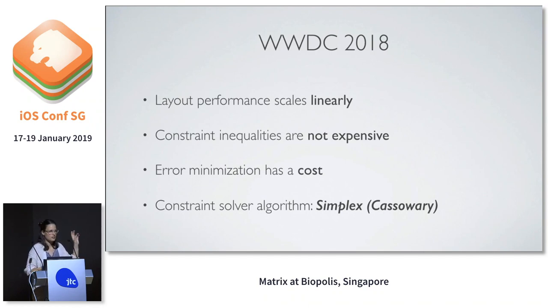Error minimization is the problem that the auto layout engine is solving when you're using priorities with the constraints. They also mentioned that the constraint solver algorithm used in auto layout is the simplex algorithm. When I saw all these facts at DubDub and the name of the algorithm, I thought, maybe if I looked at the algorithm and the facts, I can connect these dots together and see it for myself. Why is the performance of auto layout so great? Why are constraint inequalities not too expensive? So that's what we are going to look at today.